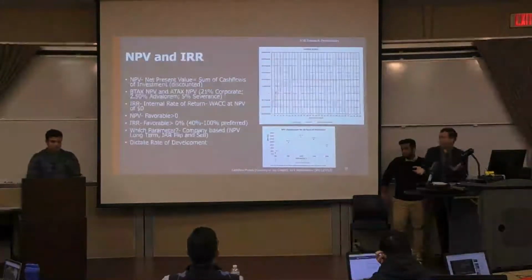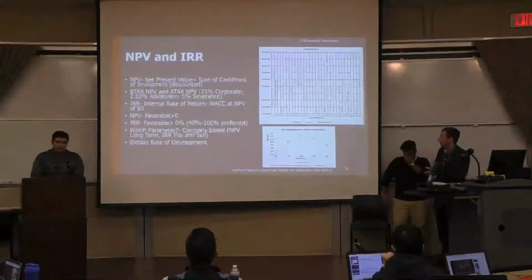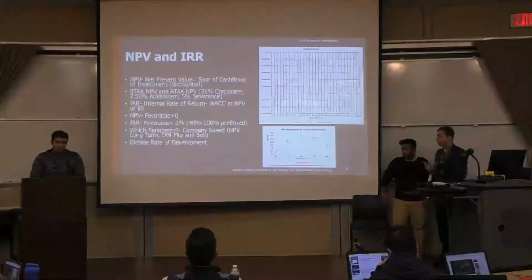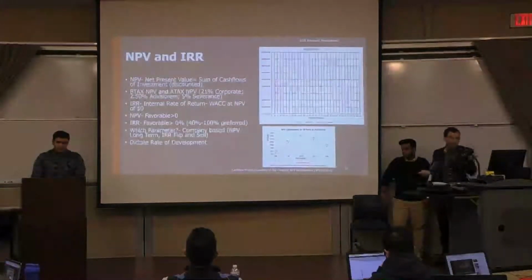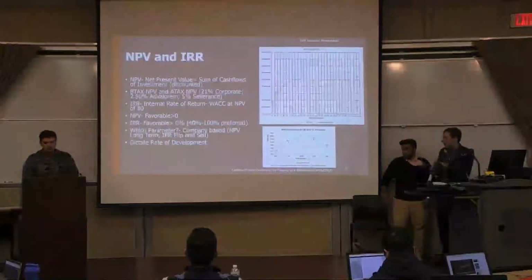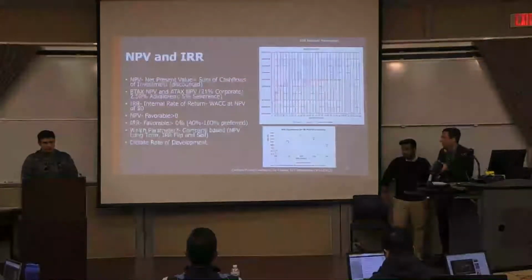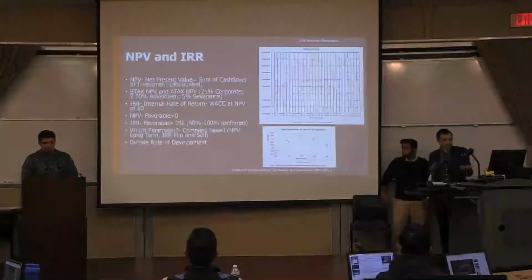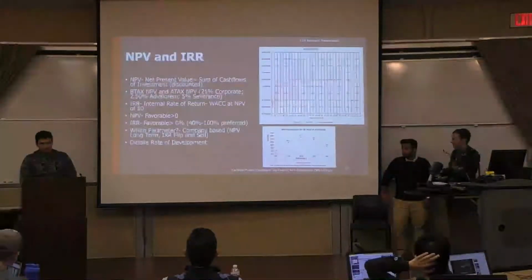NPV is obviously net present value. It's the sum of our cash flows and the discount. We typically run before tax and after tax. Obviously, if before tax doesn't look very good, it's probably not going to look good after tax. That's why we run the two. But if before tax looks good, you want to make sure it looks good after taxes. That's part of what we do.